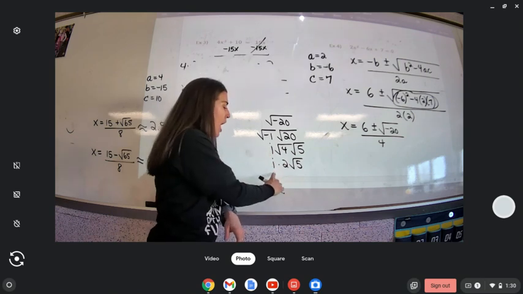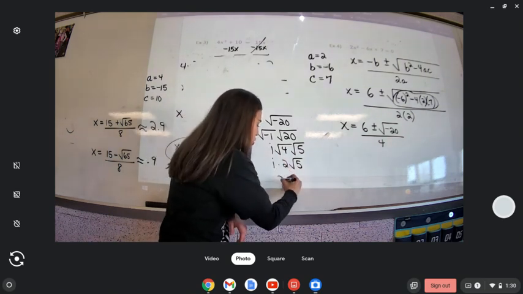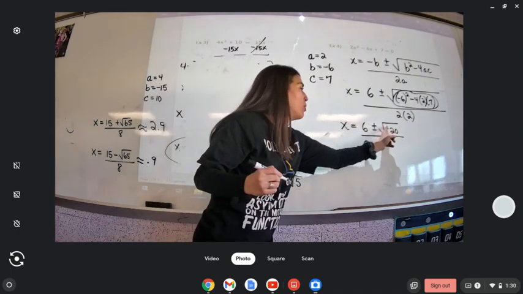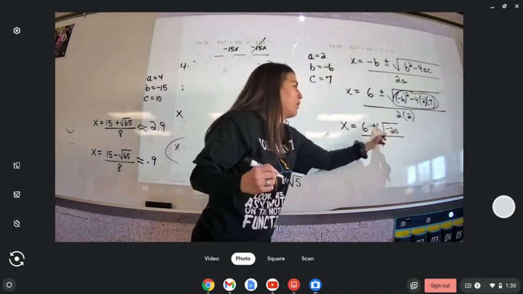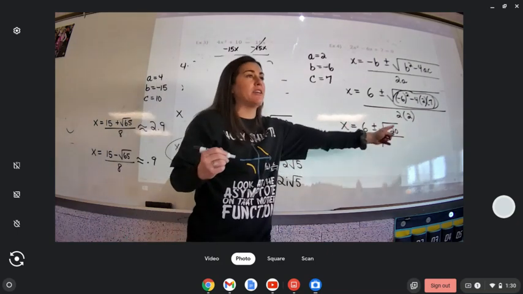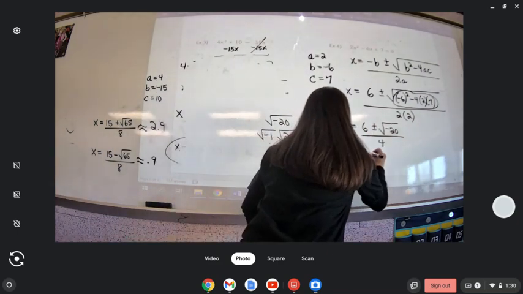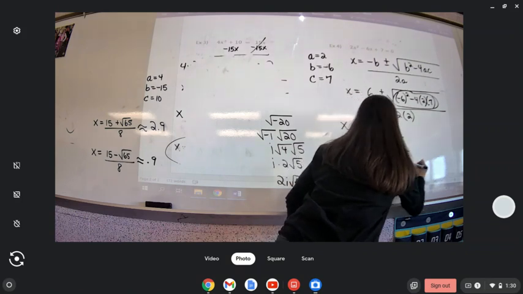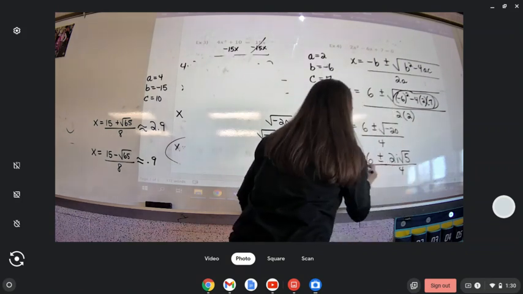All right, so now i times 2 is 2i times the square root of 5. That is what we want to put in for this. So take out the square root of -20 and put that in its place. X equals 6 plus or minus 2 times i times the square root of 5, all divided by 4.